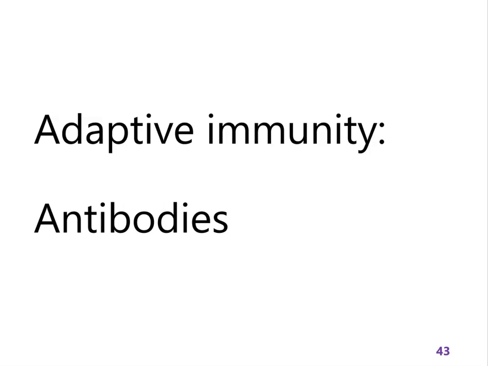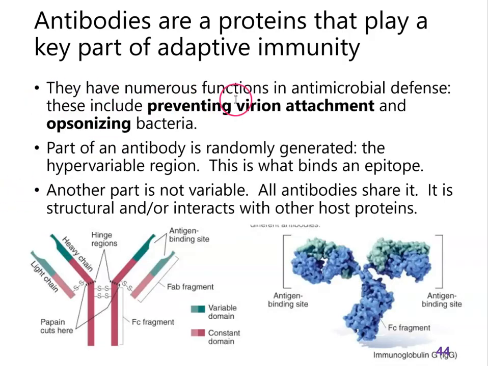But we have to really start with what are antibodies and what do they do? And so there is this slide, which is great. It says we have lots of functions of antibodies. They can prevent virions from attaching. They can opsonize bacteria. That's awesome. But what are they? Well, they are proteins with a hypervariable region that makes an antigen binding site or an epitope binding site. And then they have another non-variable, non-randomly generated region. And this is what other cells can recognize. And we'll get into all of that.